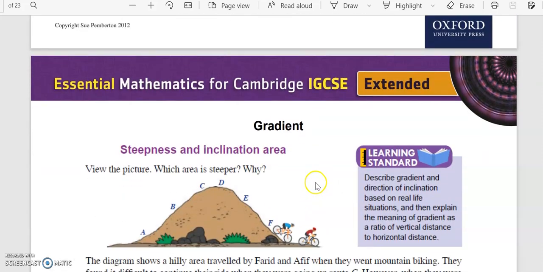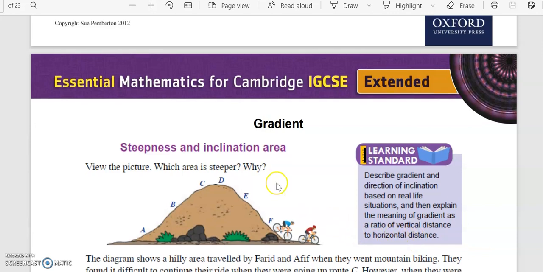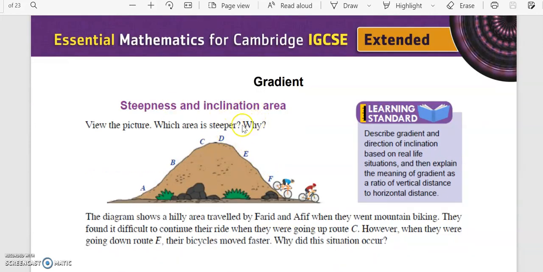Okay, so first gradient. We got the first part of gradient, which describes gradient and direction of inclination based on real life situation, and then explains the meaning of gradient as ratio of vertical distance to horizontal distance. Steepness and inclination area. What does it mean by steepness? Cerun. Kalau kita panjat bukit ke, daki bukit ke, cycling, kalau jalan tu macam cerun sangat kan. So you know that susah bila you nak mendaki, and then senang bila you nak menuruni.